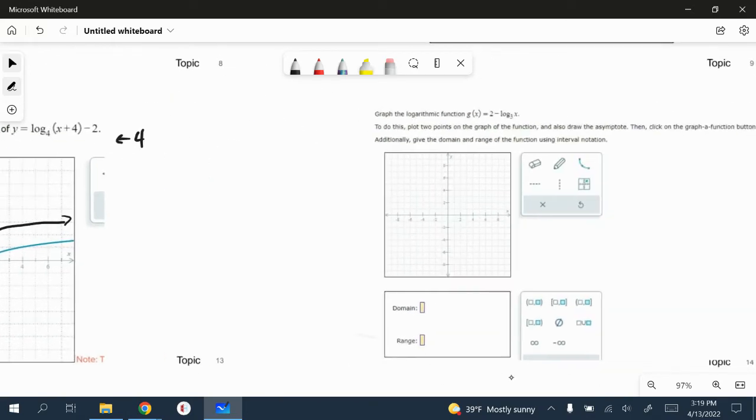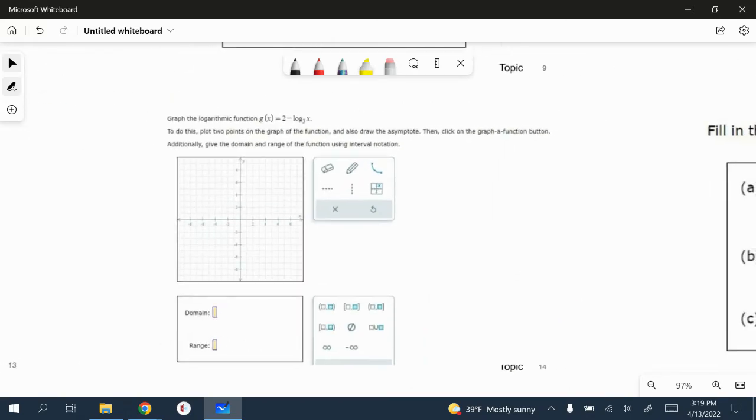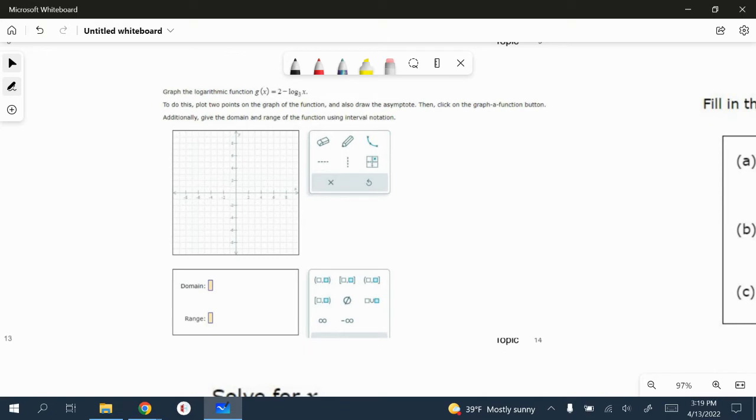Okay, we're going to move on to the next topic now. So topic number 14. We're going to graph the logarithmic function g of x equals 2 minus log base 3 of x. To do this, we're going to plot 2 points on the graph, and then we're going to draw the asymptote. Well, this is a logarithm function again, so that means we're going to have a vertical asymptote.